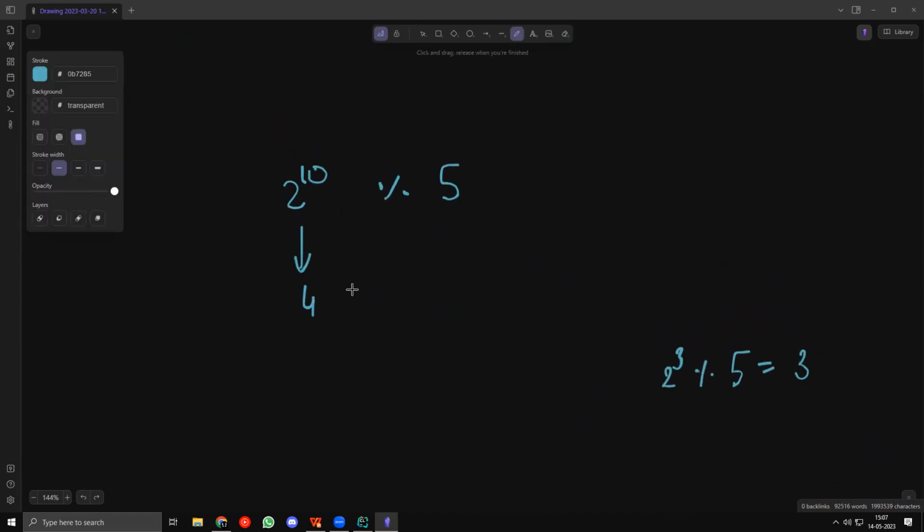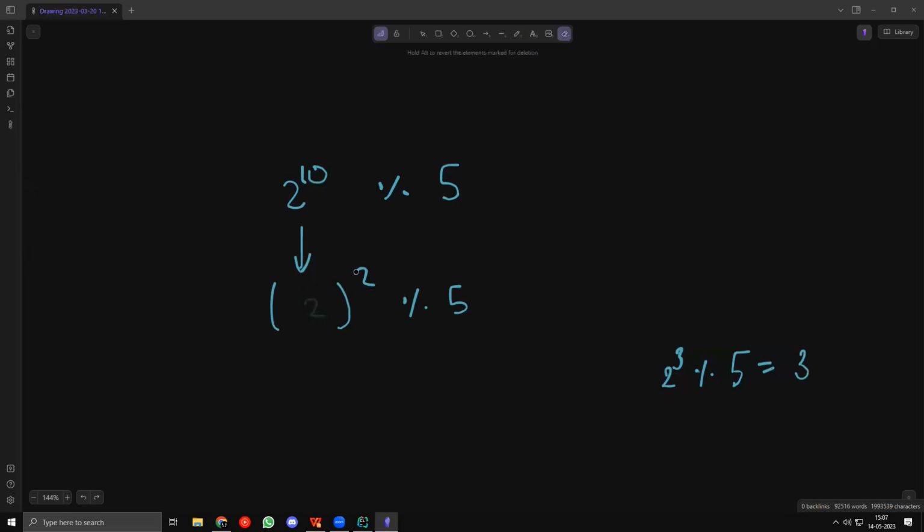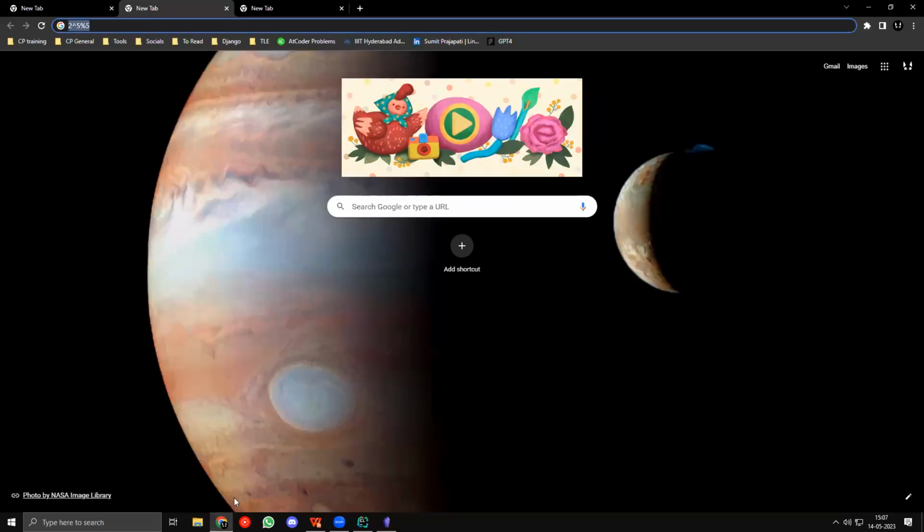Now, well, one second. Yeah, that is 2 to the power of 5. Okay, so this will just be 2 to the power of 2 modulo 5, which is equal to 4. And this entire thing is 4. Okay, now what is 2 to the power of 10?